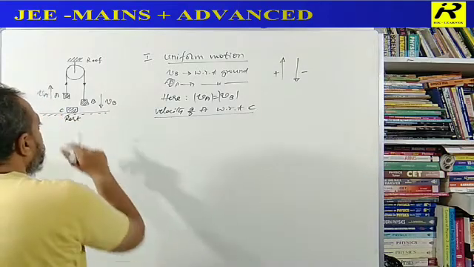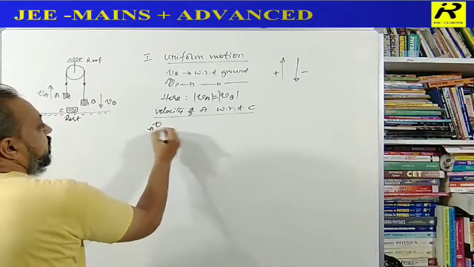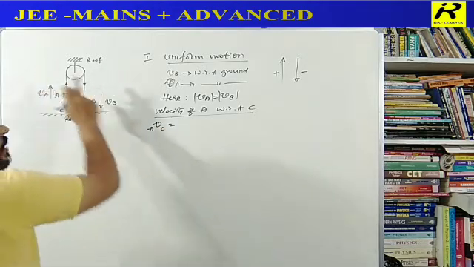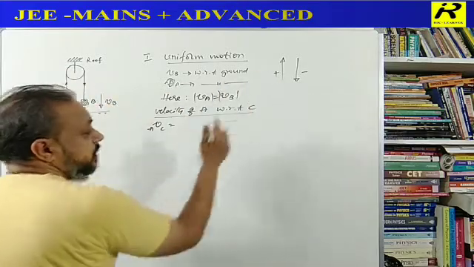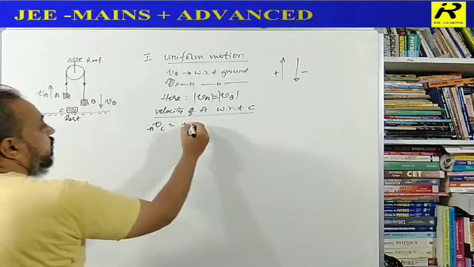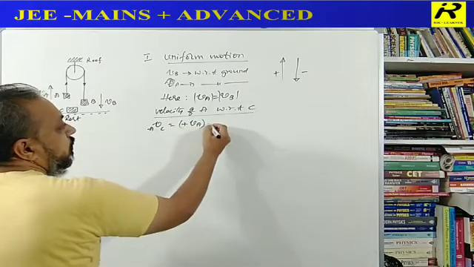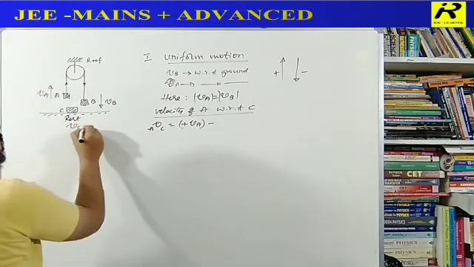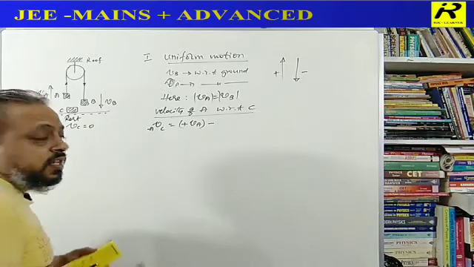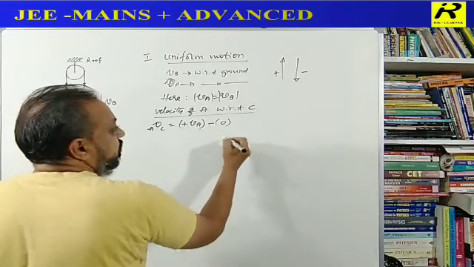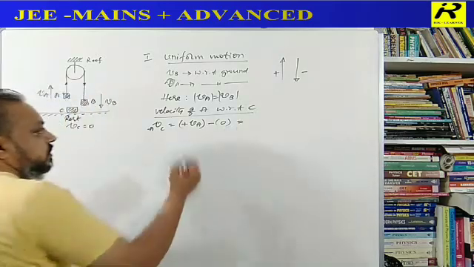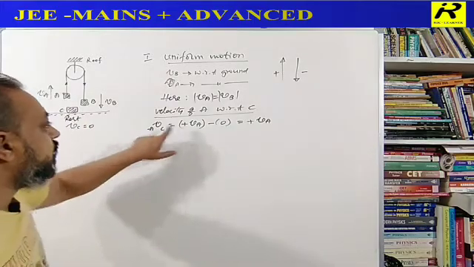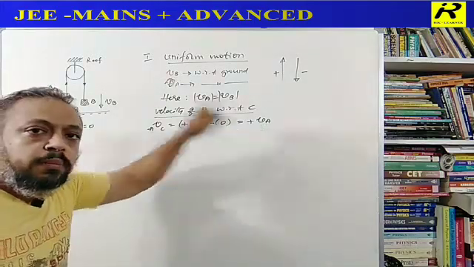If C is at rest, then the velocity of A with respect to C is equal to: box A is moving up and all upward directions are taken positive, so velocity Va minus the velocity of C, which is 0. The velocity of C with respect to itself is 0, so I may put 0 here. So this is simply plus Va. This is the value of the velocity of A with respect to C, that is plus Va.